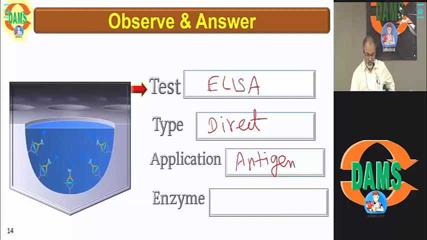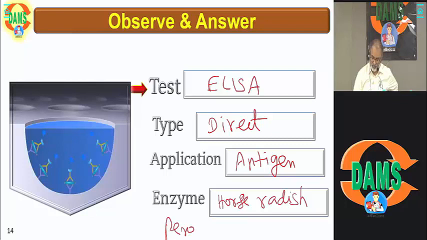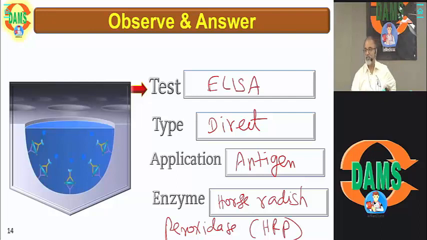What is the name of the enzyme you are using? Horseradish peroxidase. The name of the enzyme is called HRP. Horseradish peroxidase, we call it as HRP. This is the enzyme we are using in the ELISA test. Hope you understand?